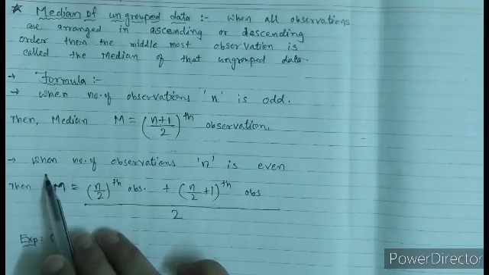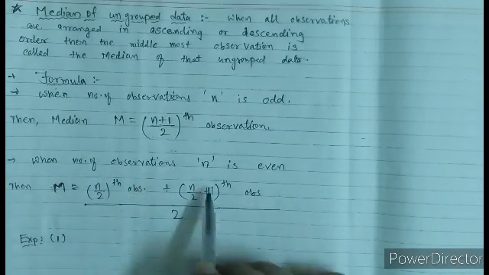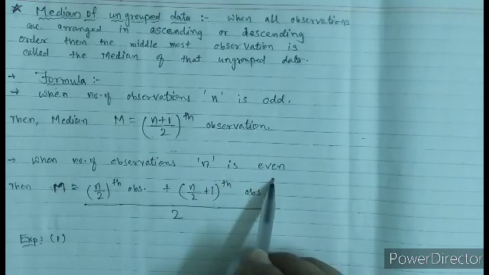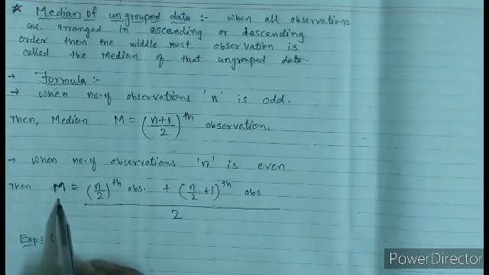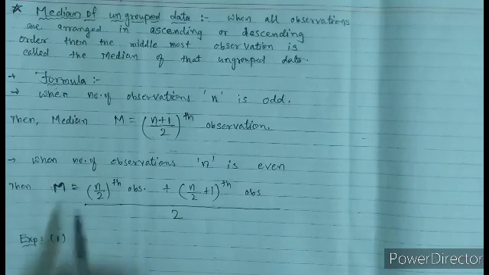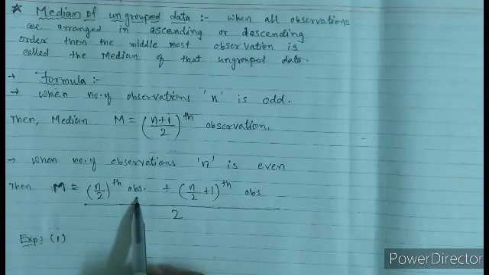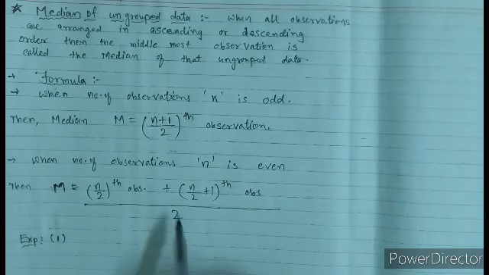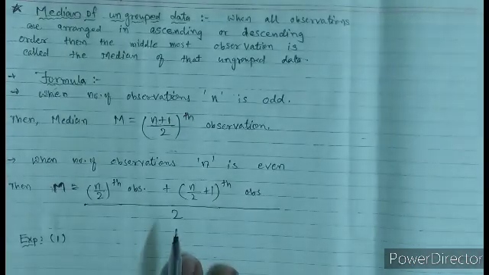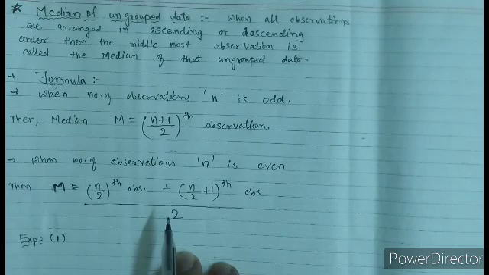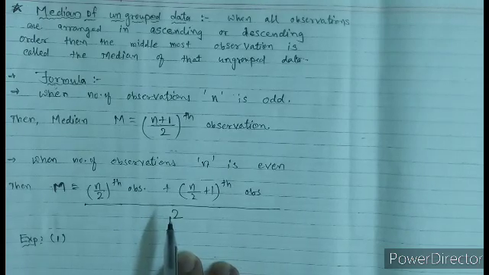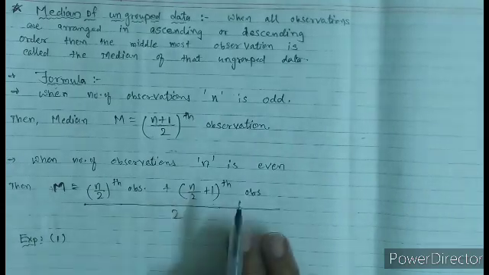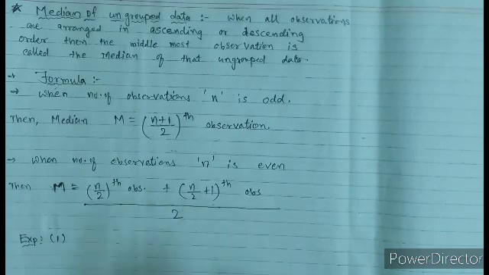Now the second is when the number of observations n is an even number. Then the formula to find median is m equals to (n by 2)th observation plus (n by 2 plus 1)th observation, divided by 2. So this formula can be used when the number of observations is even, for example 8 observations, 10 observations, 12 observations, etc. Now how to understand these formulas, that we will see by examples.